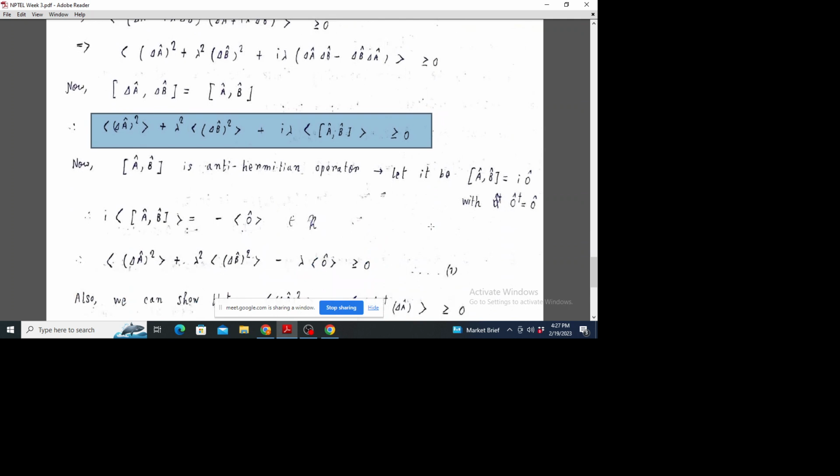So to this much it is fine. Now we know that this looks like a quadratic equation in lambda, but there is one coefficient that looks complex, but we will now show that that is not the case. So this is a purely real quadratic inequality.